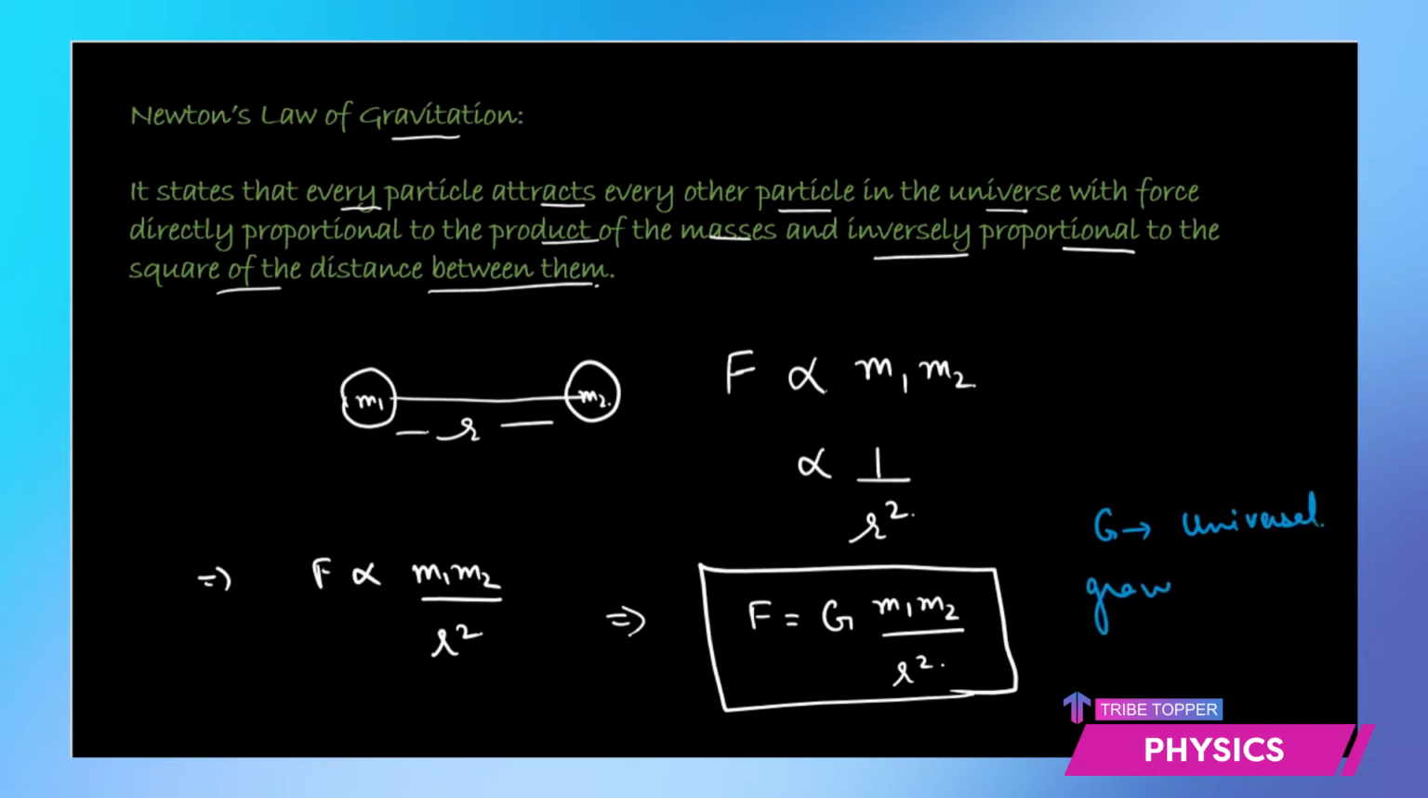The reason we call it the universal gravitational constant is that its value remains constant throughout the universe. It doesn't change from place to place or from planet to planet. You go to any place in this universe, the value of G is fixed, and that value is 6.67 times 10 to the power negative 11 Newton meter square per kg square.